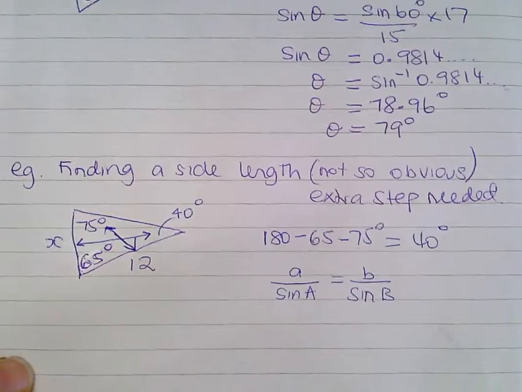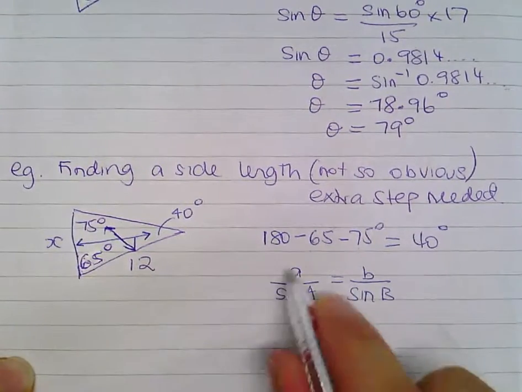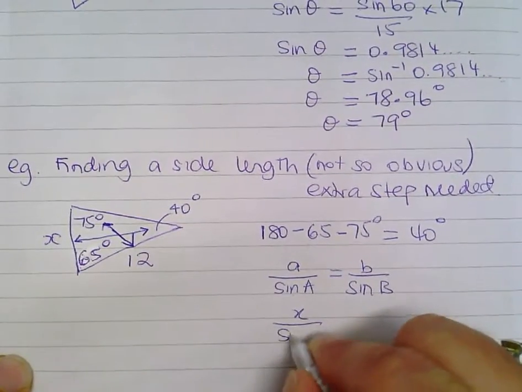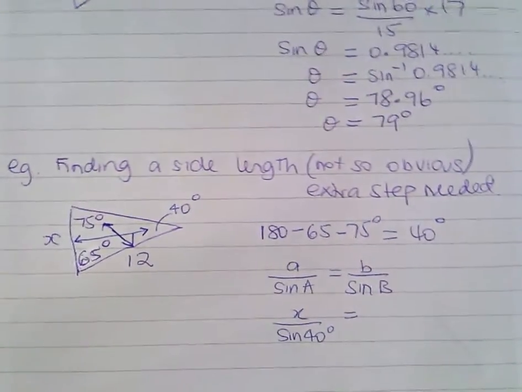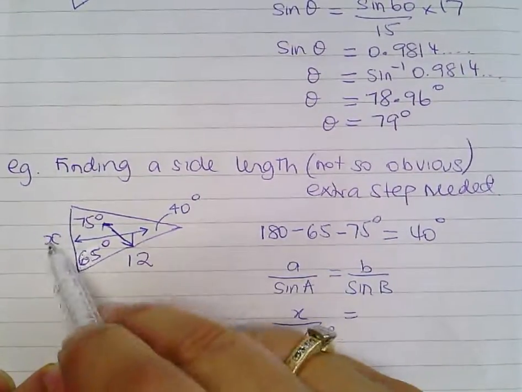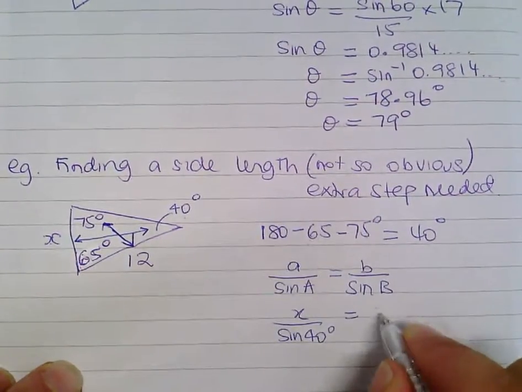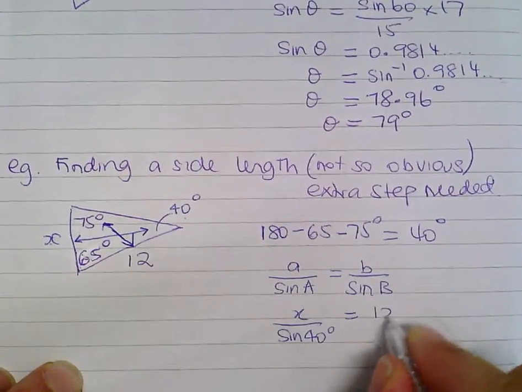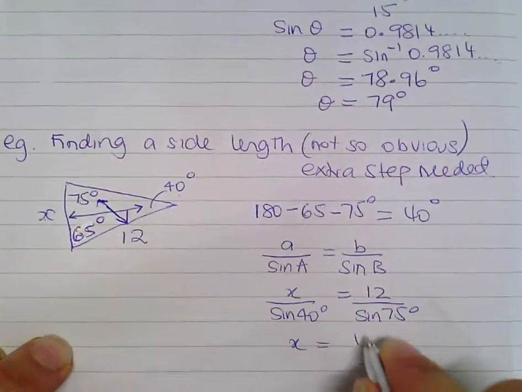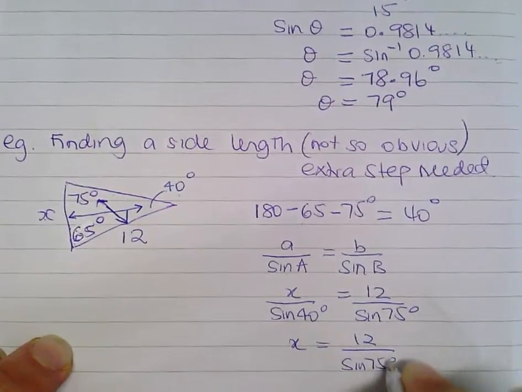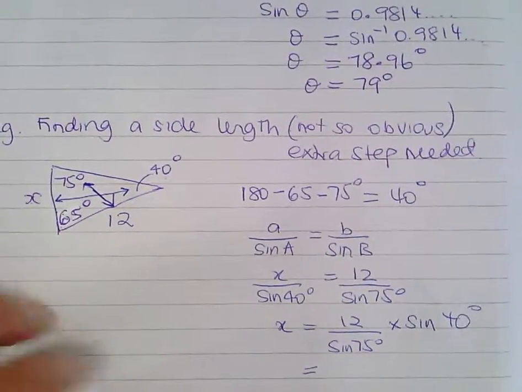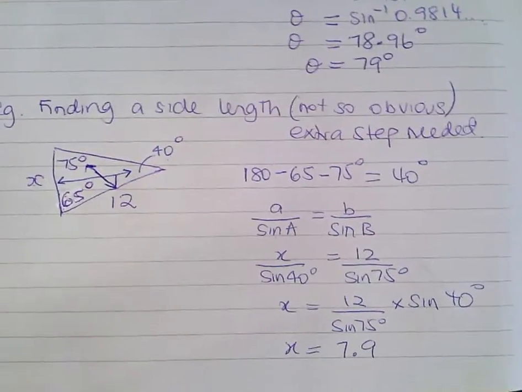All right, what's going to be my A? Don't label them, just side length over sine of angle. What am I trying to find first? X over sine 40. Please, I need to see double-sided arrows in everyone's books, all right? So x over sine 40 equals, what have I got? Another pair. 12 over sine 75. So therefore, x equals 12 over sine 75 times sine 40, which is 7.9.